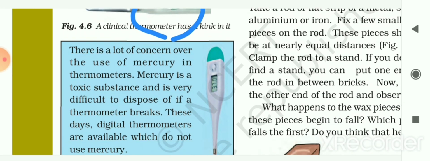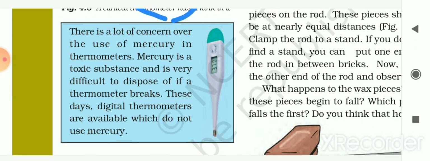Nowadays there is a lot of concern over the use of mercury in thermometers. Why? Mercury is a toxic substance and is very difficult to dispose of if a thermometer breaks. So these days digital thermometers are available which do not use mercury, and it looks like this. It gives direct readings in digits. Nowadays these thermometers are used to measure temperature.